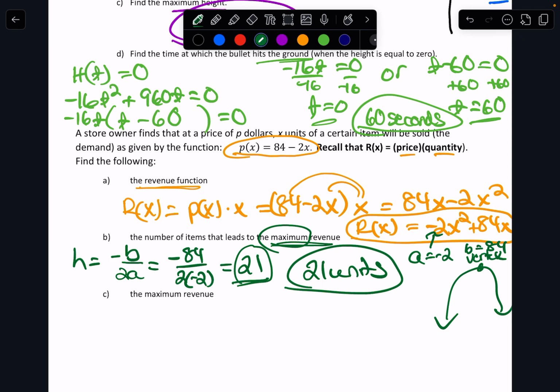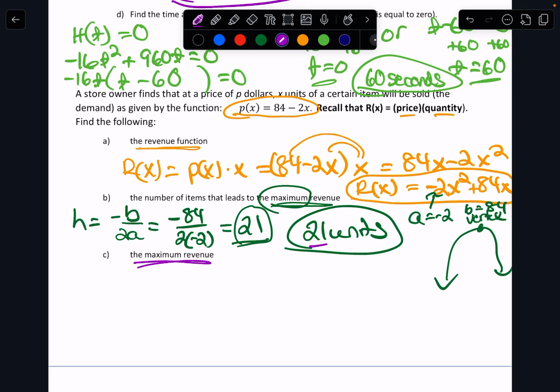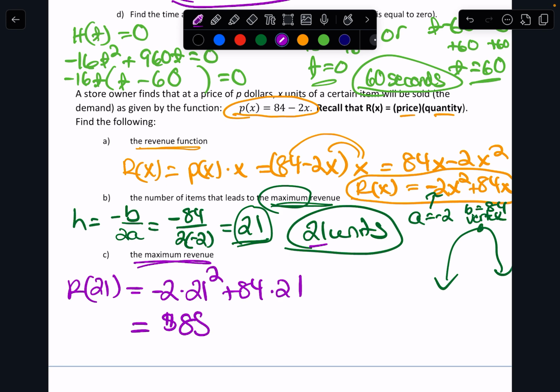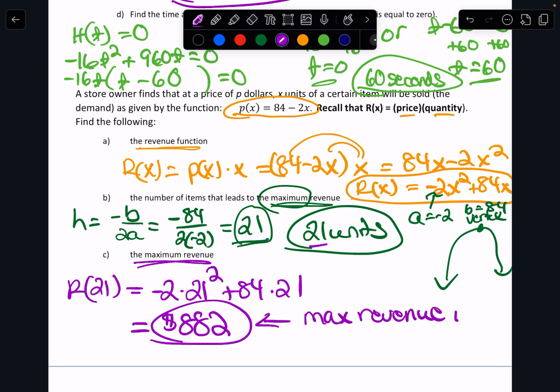That is our x coordinate. Now, our next question is the maximum revenue. Well, that's where we plug this in. R of 21 equals -2 times 21 squared plus 84 times 21, which equals $882. So this here is the maximum revenue when they sell 21 units.